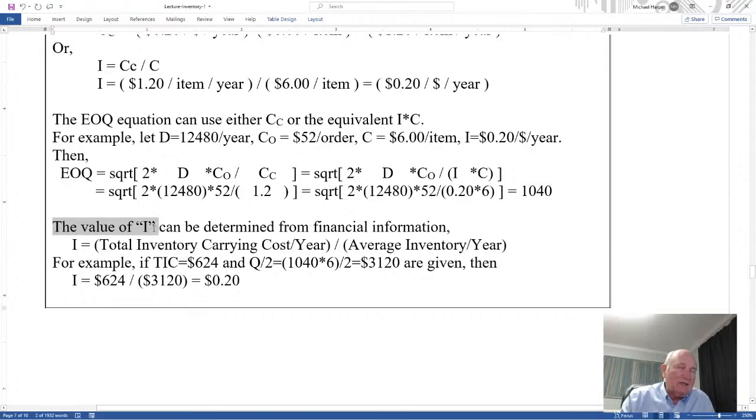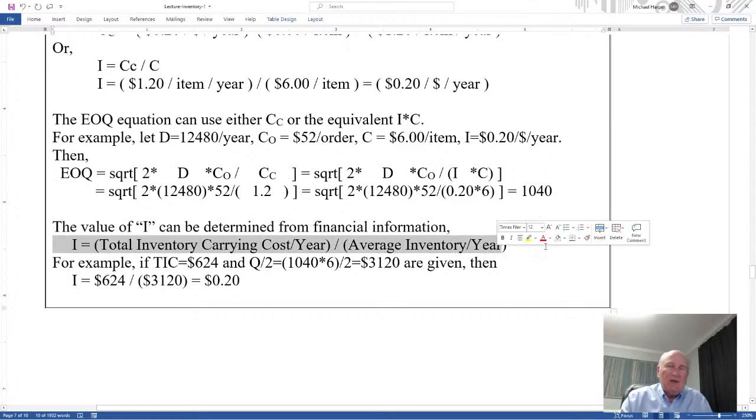Why? Because the value of this I, carrying cost per dollar, can be determined from financial information. I is the total carrying cost per year divided by the average inventory. Well, in accounting, you've seen these financial statements. Here's a total inventory carrying cost, here's how much it costs to carry your inventory. Well, how much inventory did you have? Oh, you had this much inventory. But a lot of times that inventory is expressed in dollars, not items. So if you take the cost of your inventory by your inventory in dollars, that's cost per dollar. To get the cost per item, I have to know how many dollars are in the item. So if it's $6 in the item, here's my EOQ of 1040, I get 31.12, and I get my carrying cost of 20 cents. So my inventory cost is $6.24.